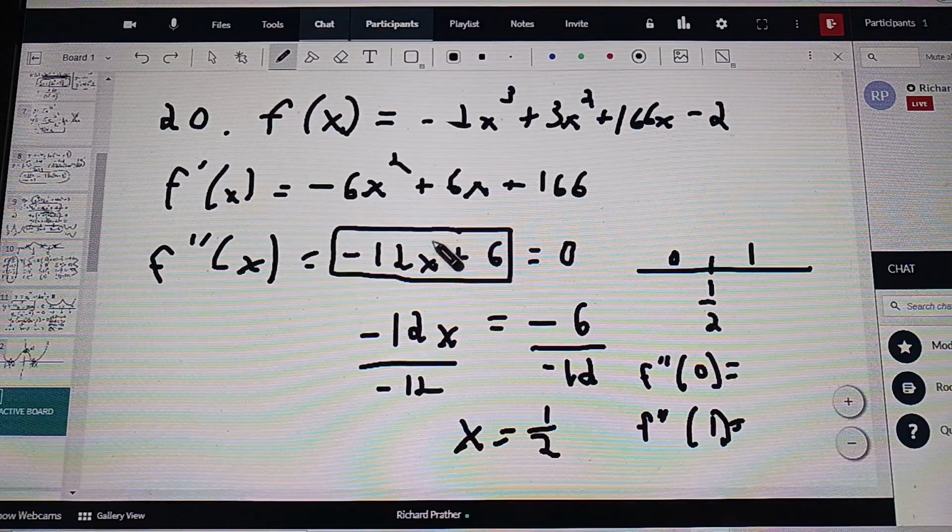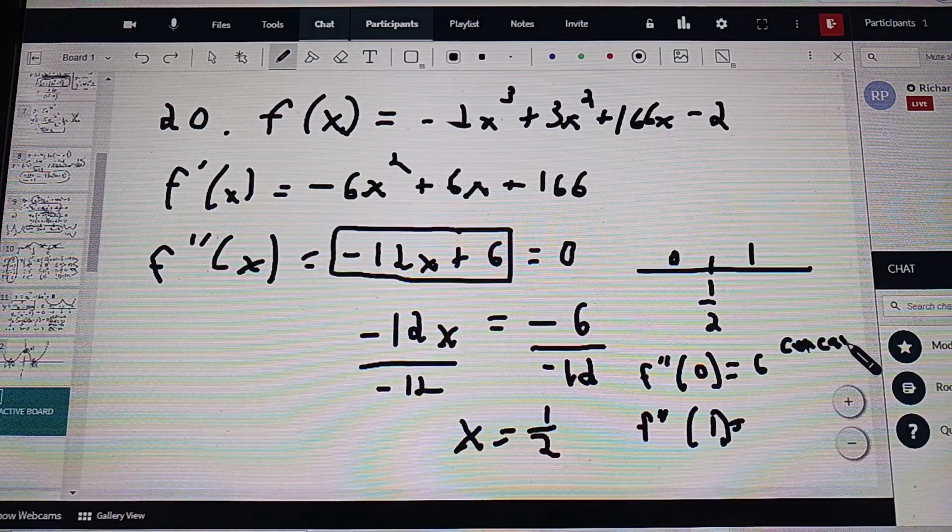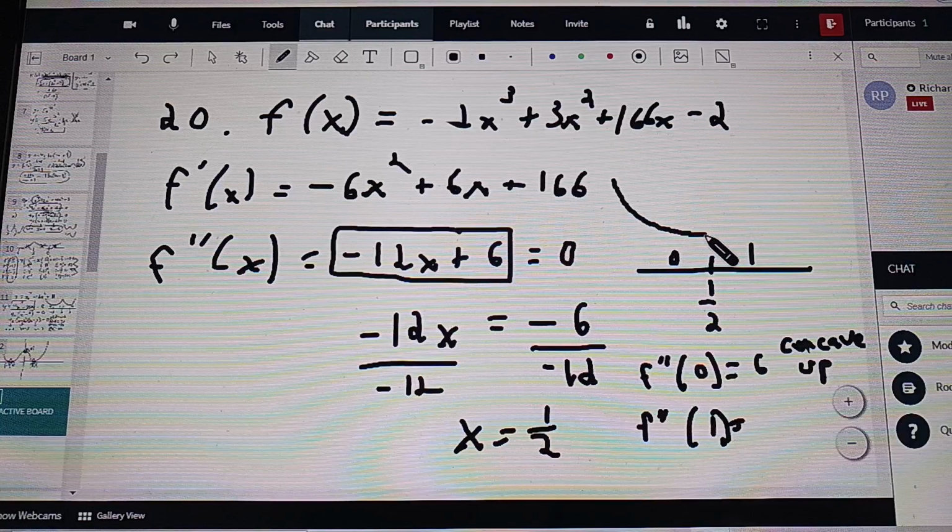So if you plug 0 in right here, you'll just get 6 for the answer. So the graph is concave up first. The graph will be concave up all the way till you get to 1/2. It'll be bent like this. And it may be increasing or decreasing, but it's definitely concave up. And then when you plug 1 in, negative 12 plus 6 is negative 6, so then it does switch to concave down.